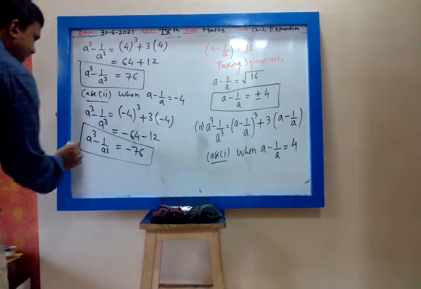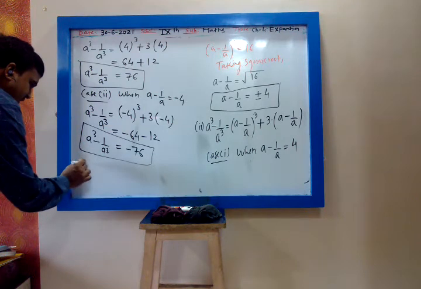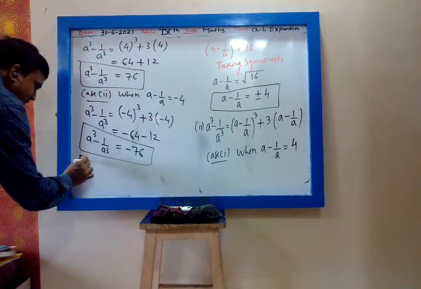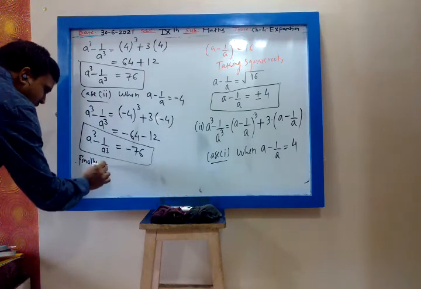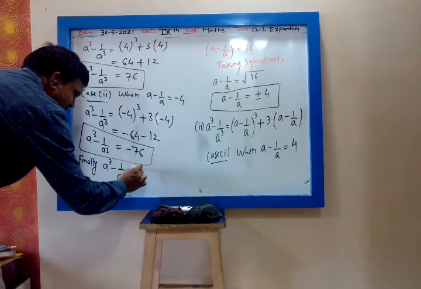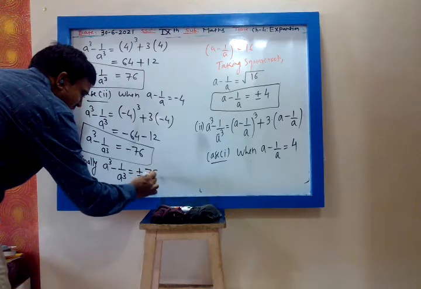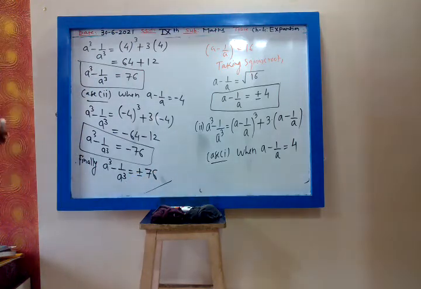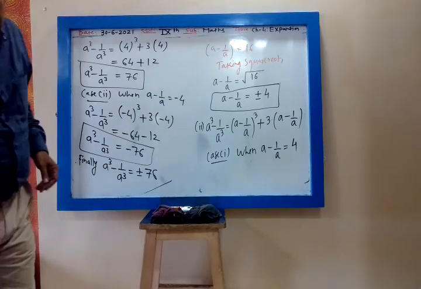Yes, so finally we write answer. So finally a cube minus 1 upon a cube is plus minus 76. Clear? Okay.